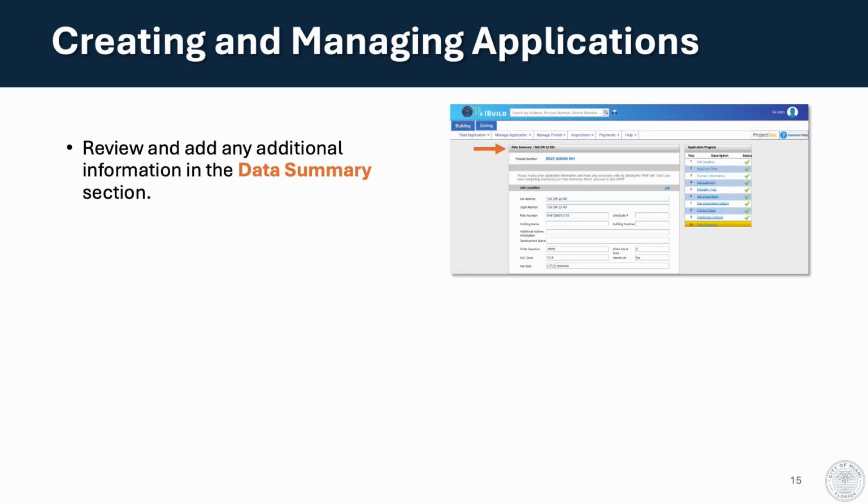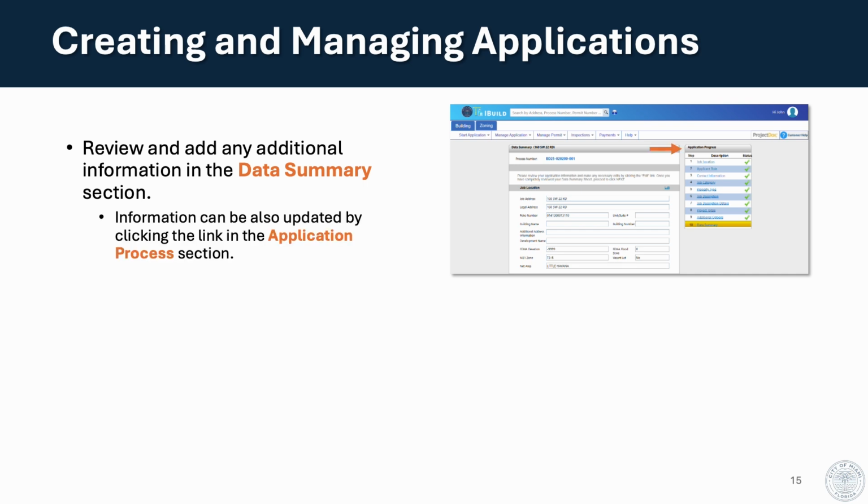You must review and add any additional information in the Data Summary section. If you need to make a change or update a specific section, you can click the link for each section in the Application Process section, or press the Edit option on the right-hand side of each section. When you are done, click the Next button.